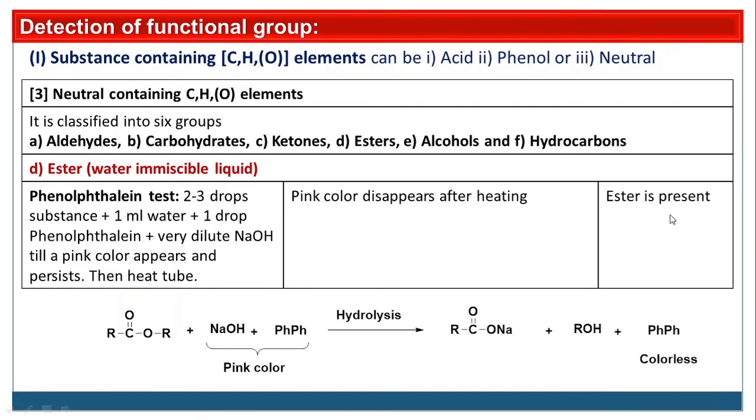Then you can say that ester is present. If ester is not there, NaOH remains as it is, and in alkaline condition pink color remains as it is. Right? So pink color जर disappear झाला, ester is present.